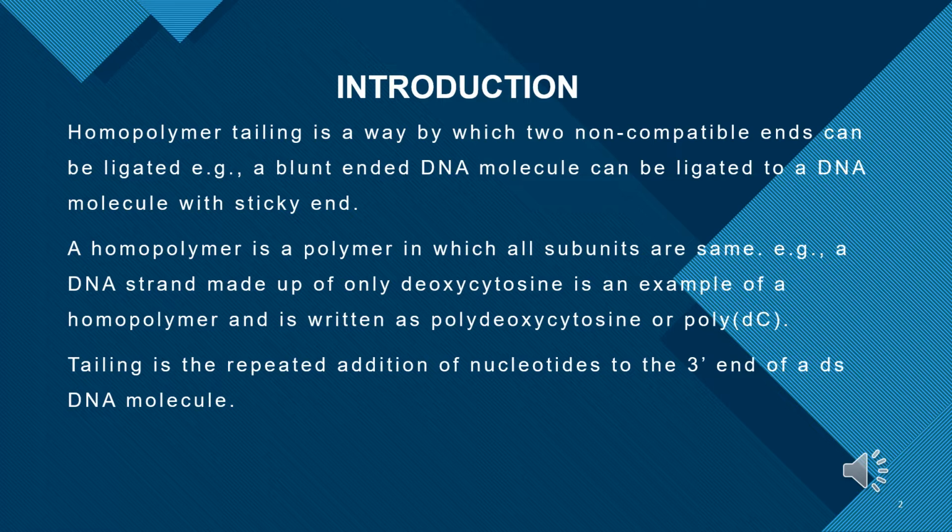Now, what is a homopolymer? A homopolymer is a polymer in which all the subunits are the same. For example, a DNA strand which is made up of only one nucleotide. For example, deoxycytosine homopolymer is written as polydeoxycytosine or poly-dC. Tailing is the repeated addition of nucleotides to the 3' end of a double-stranded DNA molecule.